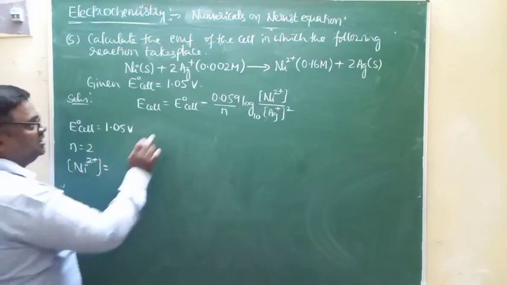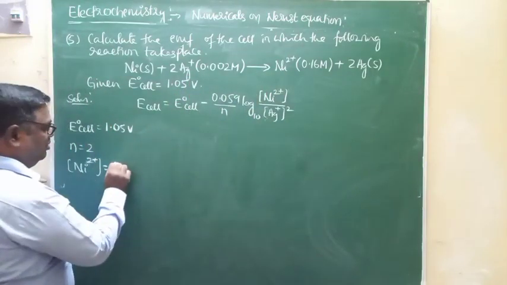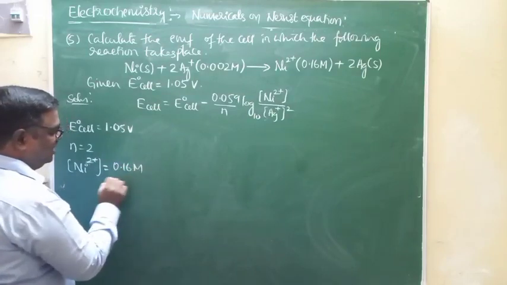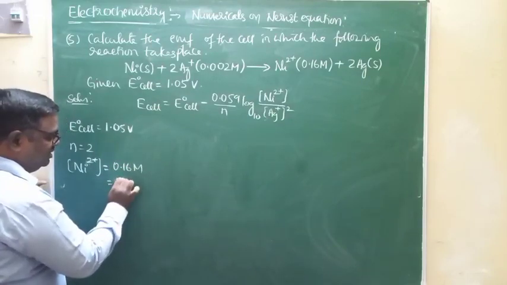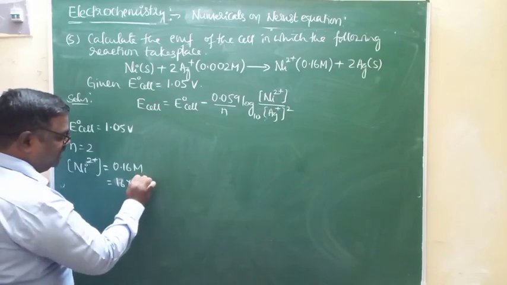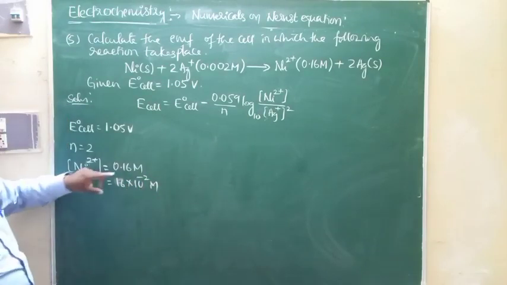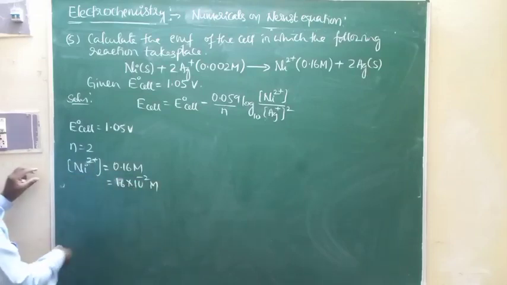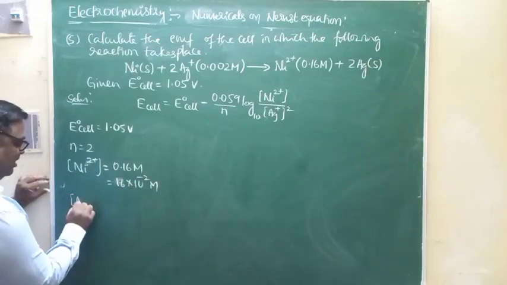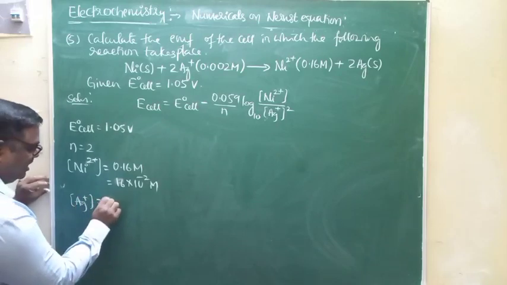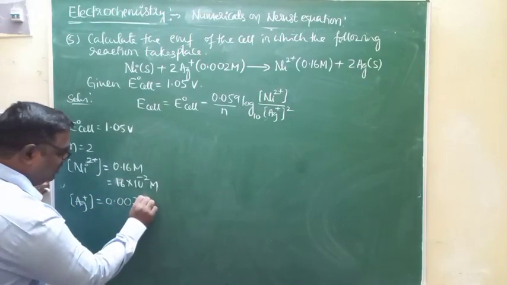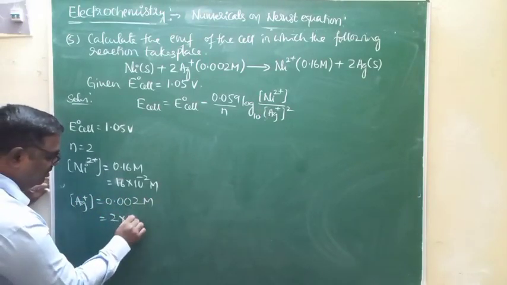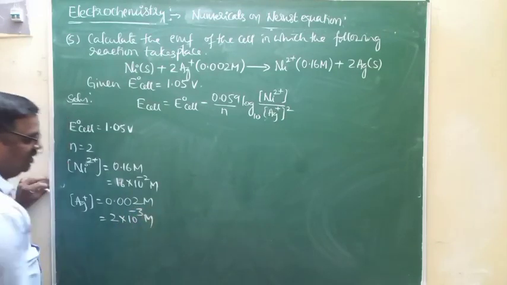As far as the concentration of Ni2 plus is concerned, look here. The concentration of Ni2 plus is 0.16 molar. That can be written as 16 into 10 to the power minus 2 molar. 0.16 molar can be written as 16 into 10 to the power minus 2 molar. Again, the concentration of Ag plus is 0.002 molar, that is 2 into 10 to the power minus 3 molar.